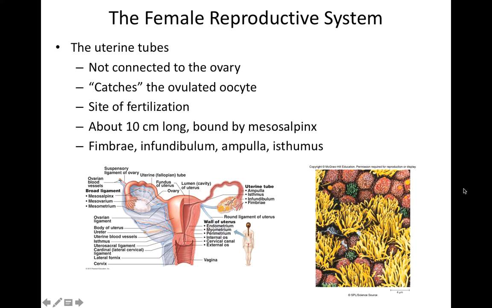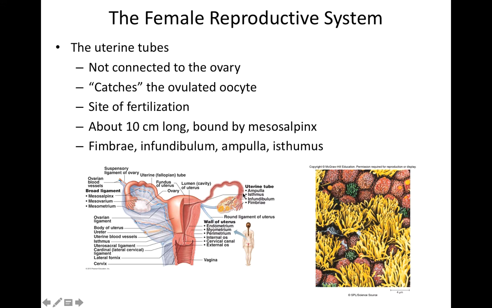So the job of the tube is to essentially catch the ovulated egg, or the oocyte wrapped up in its follicle. And so it starts with these fimbriae, these finger-like structures that are going to help draw in the egg. And then we move into the infundibulum right here, and then the ampulla. The ampulla is the site of fertilization.